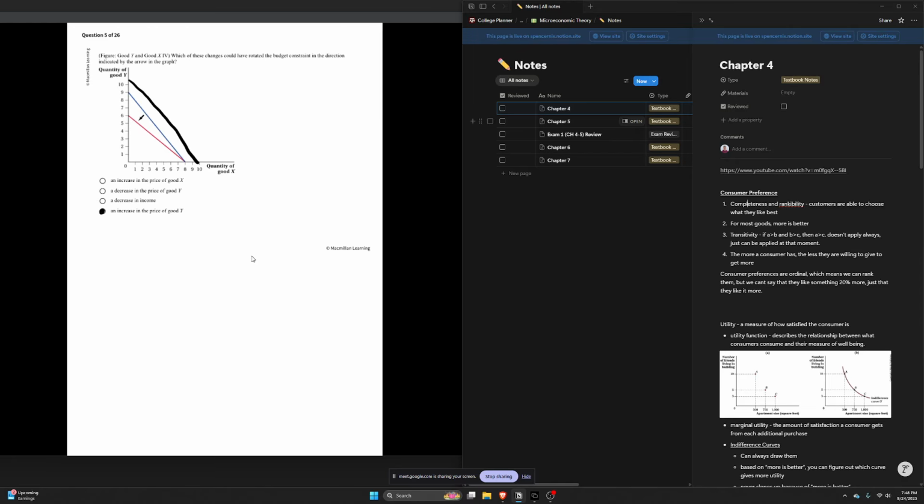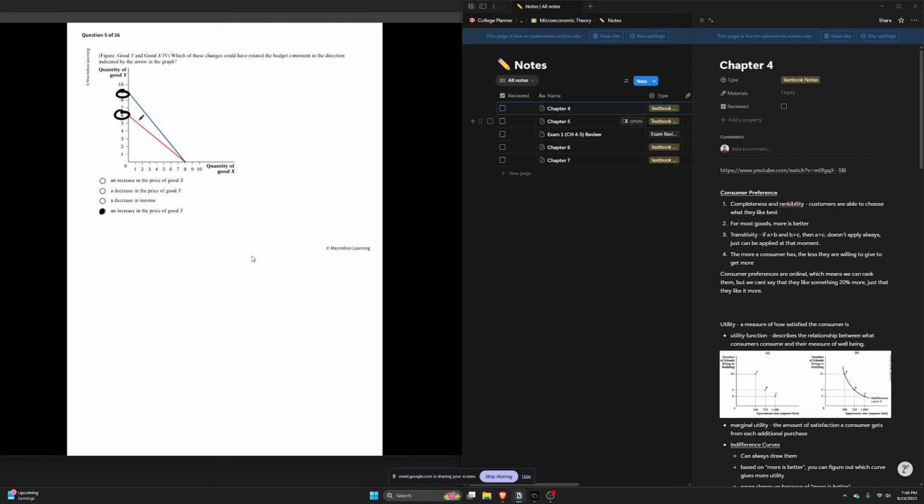This one, good X and good Y, which of these changes would have rotated the budget constraint in the direction indicated by the arrow in the graph? Okay. So remember, whenever we increase the price of one of the goods, we're rotating it. And whenever we have a change in income, we're changing the entire line. So when it's saying rotating, we can see that the quantity of good X doesn't change. Both of these lines stop at 8 right here. But the quantity bought of good Y does change, okay?